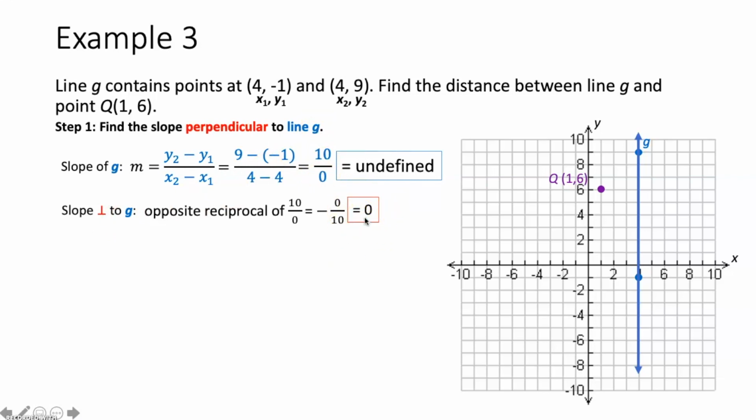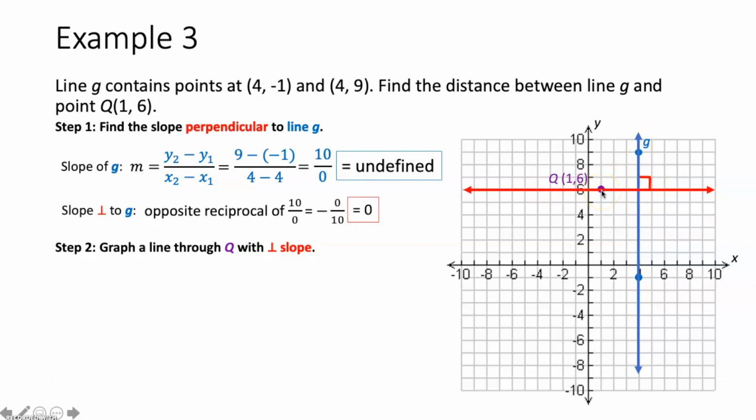Now, how does that help us? Well, in step 2, we are going to graph a line through point Q with that perpendicular slope. Well, how in the world do I graph a slope of 0? Well, if you recall, a vertical line has an undefined slope, whereas a horizontal line has a 0 slope. So we're just going to draw a horizontal line going through Q and passing through line G as well. We have now created a line that is perpendicular to line G and passes through point Q.